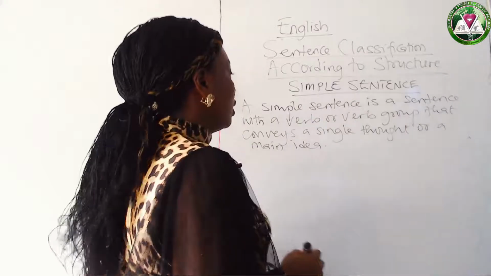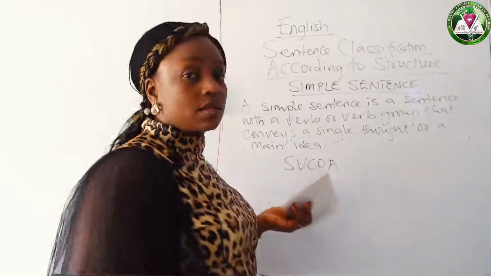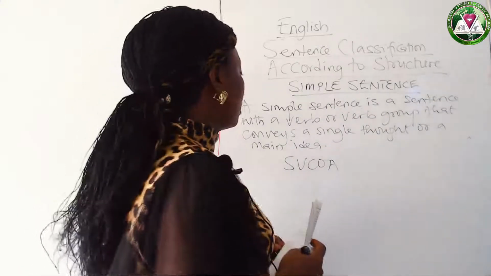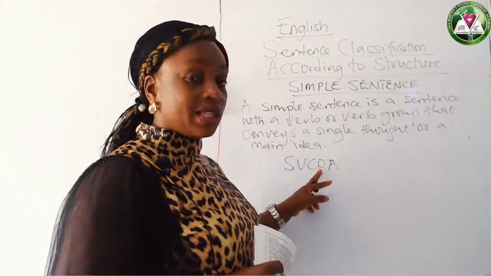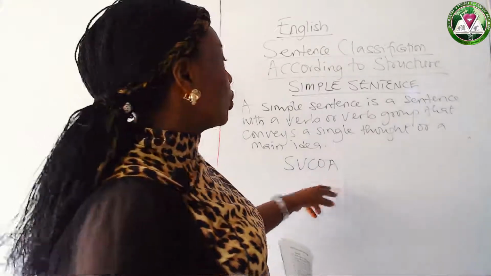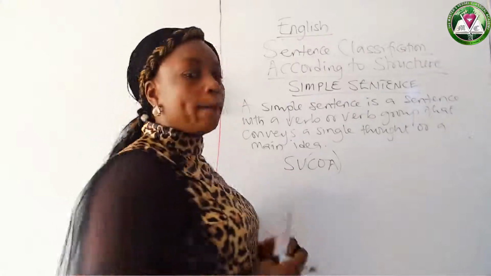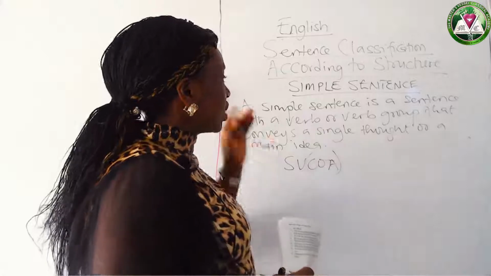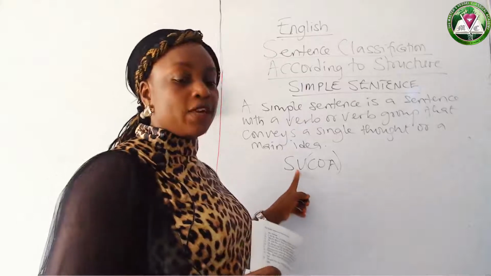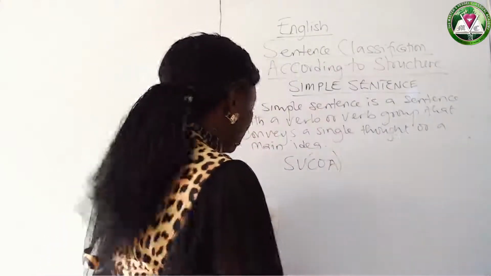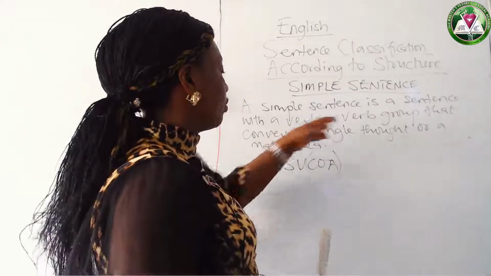Okay, now remember that something we call SVCOA. Now, this topic is normally taught at the senior class. So S means subject, V means verb, C means complement, O means object, and the A means adverbial. So we normally say that the SV, subject, verb, are compulsory in every sentence. So for your sentence to be complete, there must be SV. Then COA are optional.